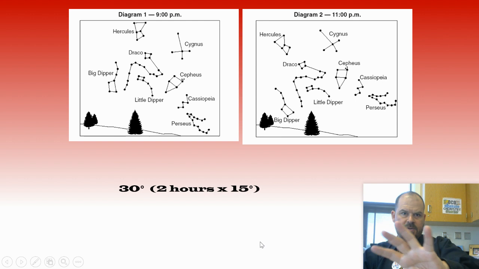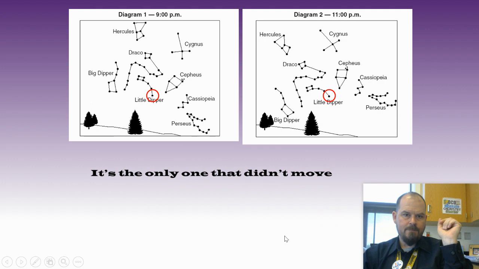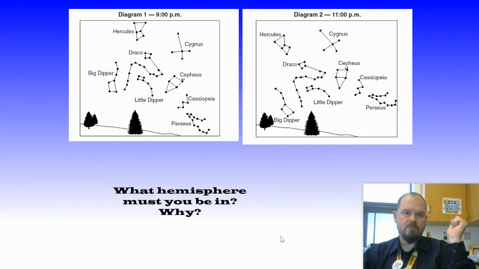Okay, notice the picture's changed. And how can you find Polaris? Polaris is the last star in the Little Dipper. Check it. It's the only one that didn't move. Okay. That's why we call it the North Star. It's directly above the, right?